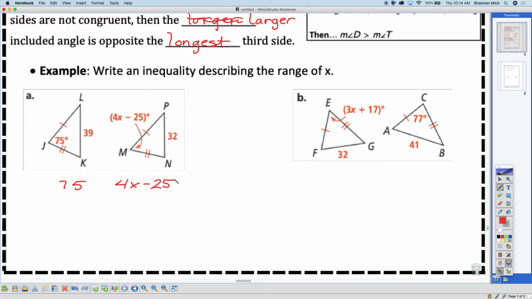75 is bigger. Why is 75 bigger? Because it's across from the bigger side, the longer side. Everyone see that? So now what do we do? Solve.